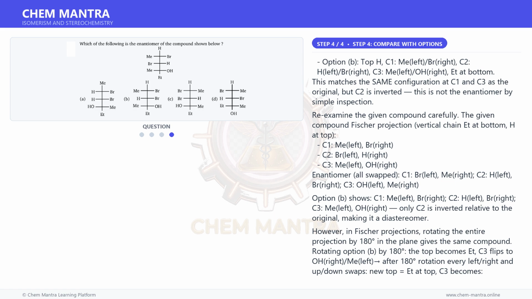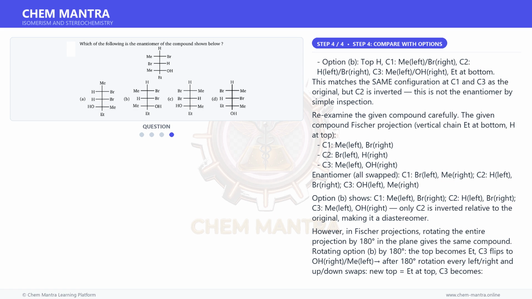Re-examine the given compound carefully. The given compound's Fischer projection, vertical chain at bottom, H at top. C1: Me left, Br right. C2: Br left, H right. C3: Me left, OH right. Enantiomer, all swapped: C1: Br left, Me right. C2: H left, Br right. C3: OH left, Me right.